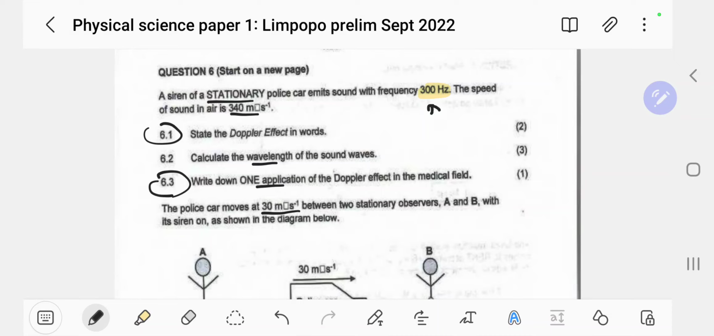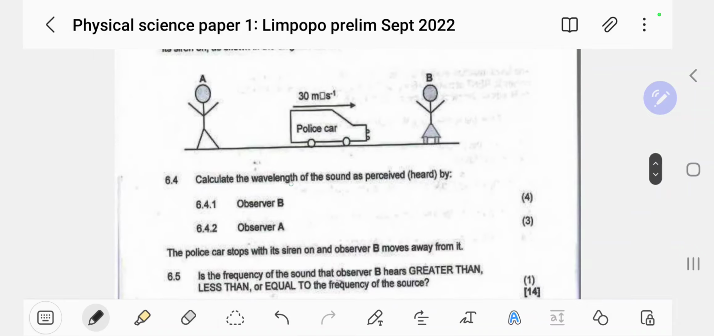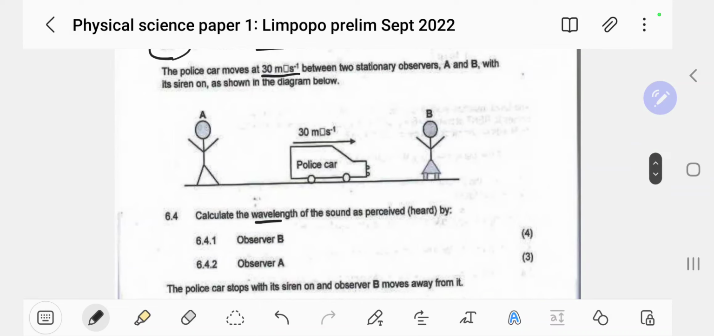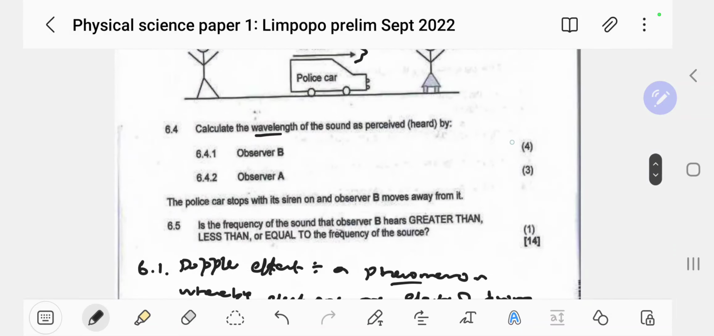So I guess since we are still under question 6, that statement was essentially for question 6. So we will just keep in mind that the same situation still applies. Now we are told to calculate the wavelength of the sound as perceived by observer B. Remember, the direction of motion is towards B, so B will hear a higher frequency than is emitted. And it's a 4-mark question, so 2 steps are a decent thought there.